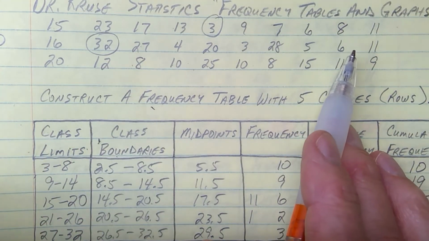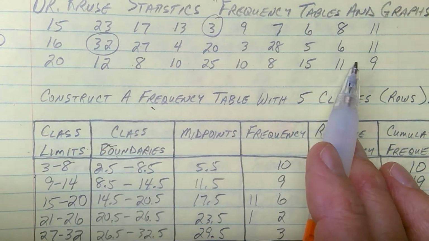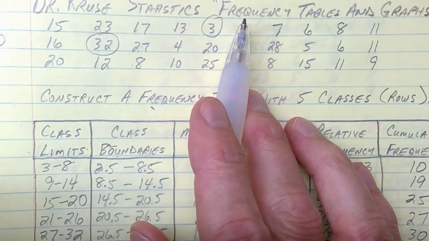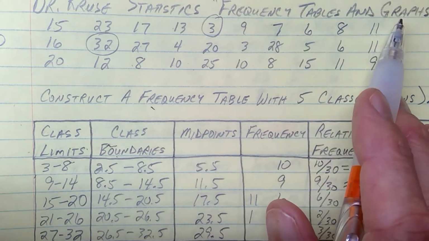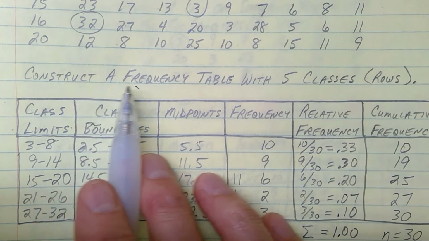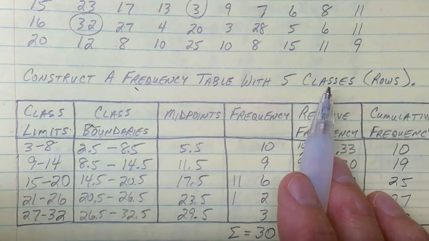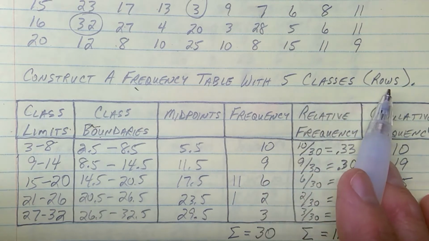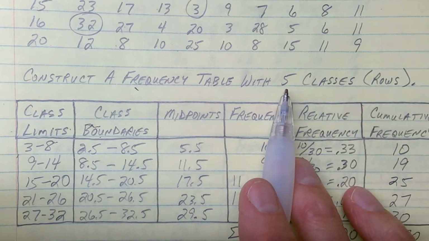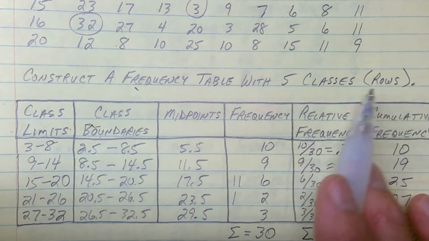We haven't done anything to it. We haven't organized it. Once we organize it, we're going to kind of see some patterns emerge. So we're going to construct a frequency table and turn that into a graph and just kind of observe what happens. So constructing a frequency table, if they ask you to construct it with 5 classes, they're saying 5 rows in your table. It could be 6 rows, 7 rows, whatever. But if they say classes or layers, they're just talking about rows.